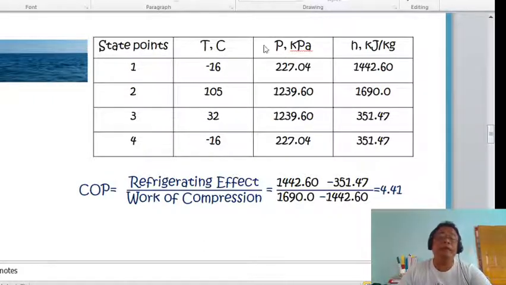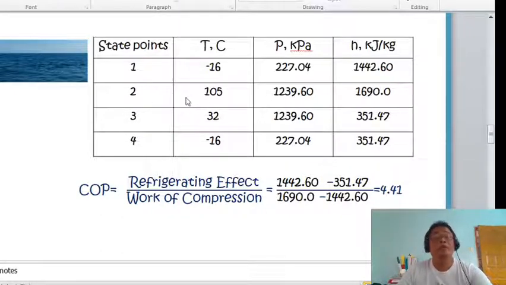So, the corresponding pressure, of course, is 227.04. So, this is obtained from the table. And then, the enthalpy of the gas is 1,442.6 kilojoules per kilogram. So, state point 2, this is after compression.